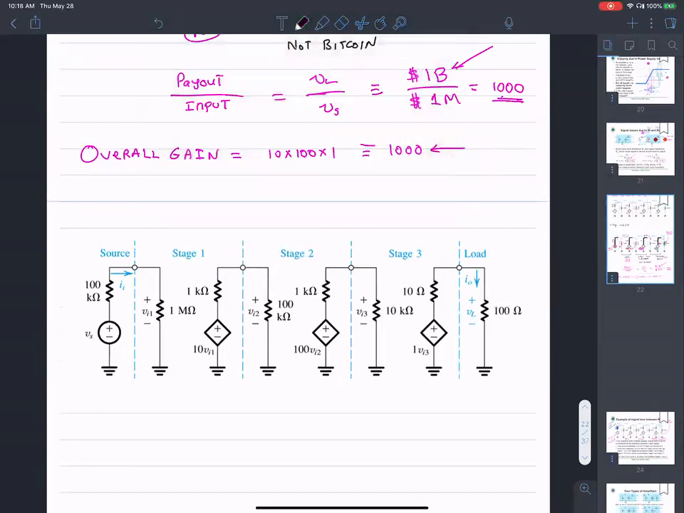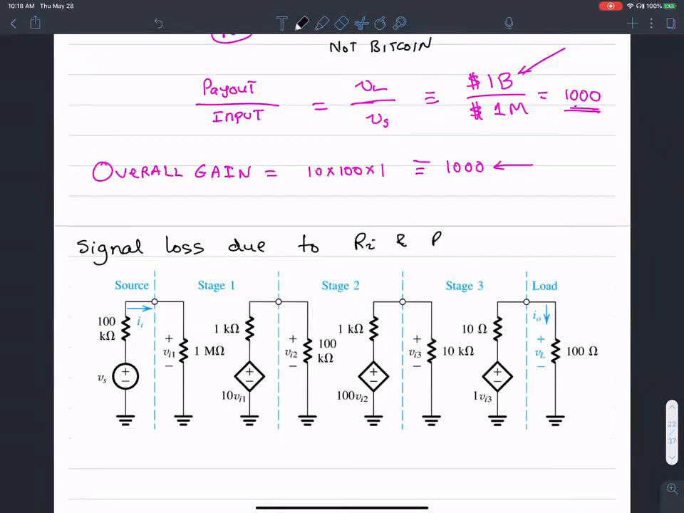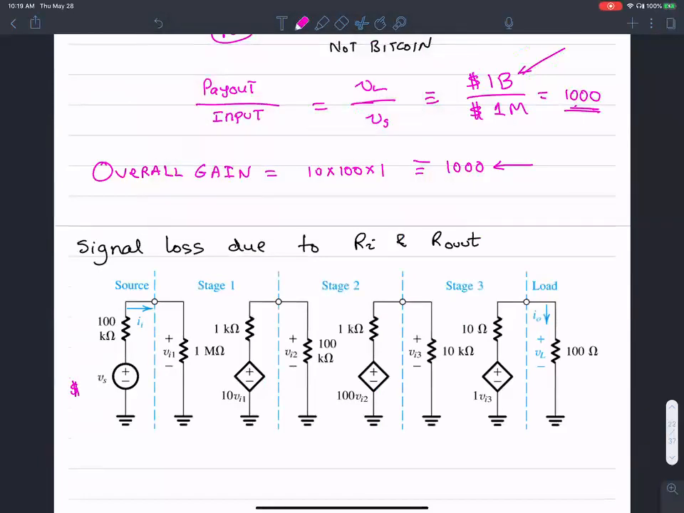Now let's see signal loss due to RI and R0. These resistances are not eliminated anymore. We are keeping them intact. That's the idea. So we'll still begin with our $1 million windfall that you have all of a sudden available for investment. Then there are three stages.